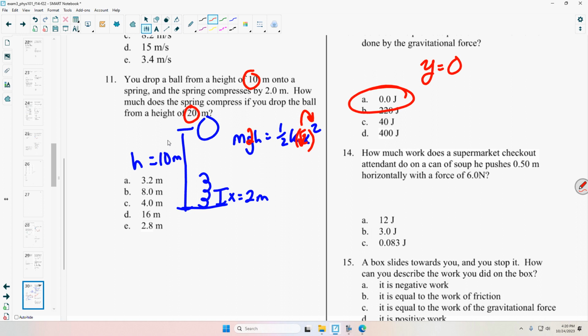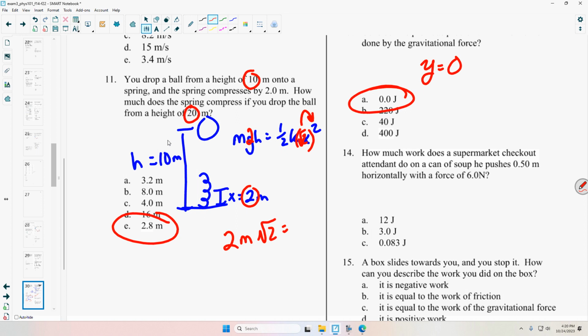So that means that when I double the height, that x is going to increase by a factor of square root of 2. So I multiply the original x, 2 meters, times square root of 2, and then that's going to be my answer. So I think that, yeah, that's 2.8. E is the right answer.